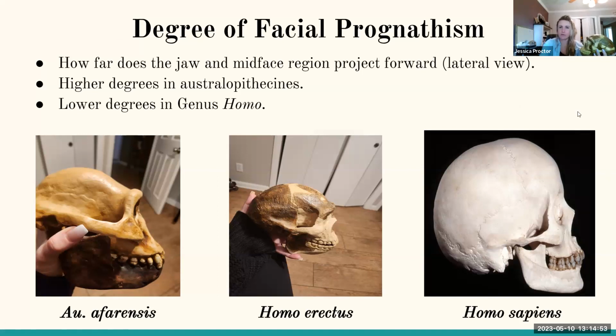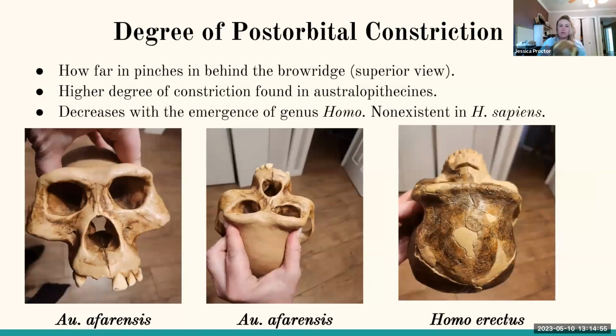All right, next feature is the degree of post-orbital constriction. My advice, guys, is to break these words down. Orbits are what? Orbits are the eye sockets. So with post-orbital constriction, we're looking at how far it pinches in behind the brow ridge here. This is the brow ridge, the supraorbital ridge. So post-orbital constriction is how far it pinches in behind the brow.